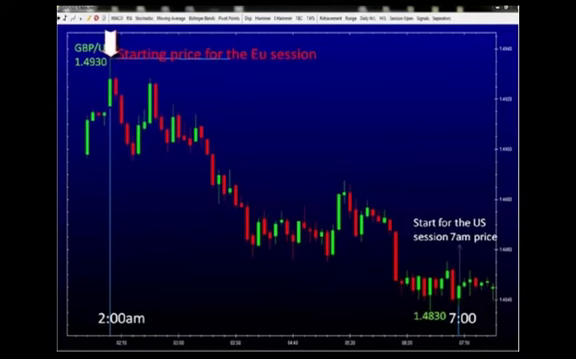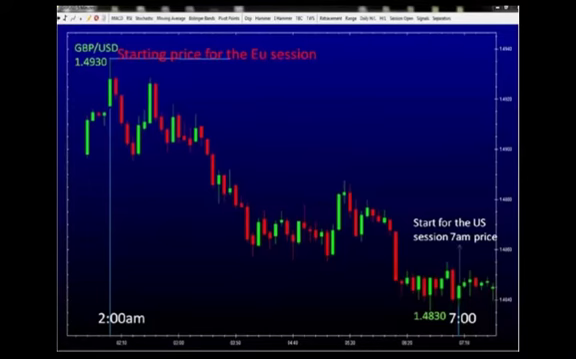If you're trading the Japanese session, you will take the open price at 8 p.m. New York time. If you're trading the European session, you will take the open price at 2 a.m. New York time. If you're trading the US session, you will take the open price for 7 a.m.